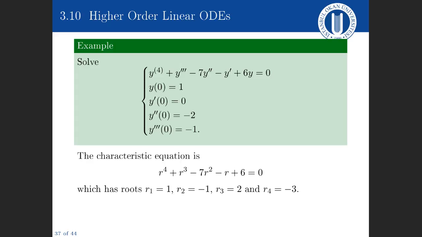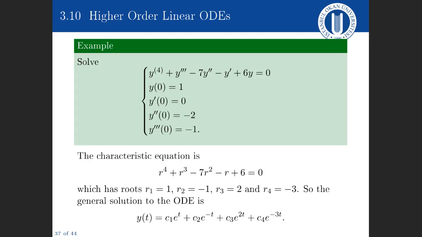As soon as we know the roots, we can write down the general solution to the differential equation. From 1, we have e to the power t. From minus 1, we have e to the power minus t. From 2, there's e to the power 2t. And from minus 3, we have e to the power minus 3t.